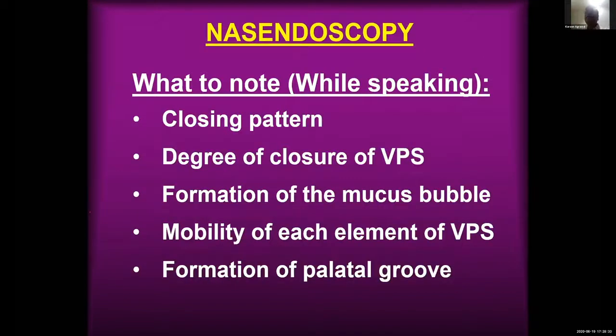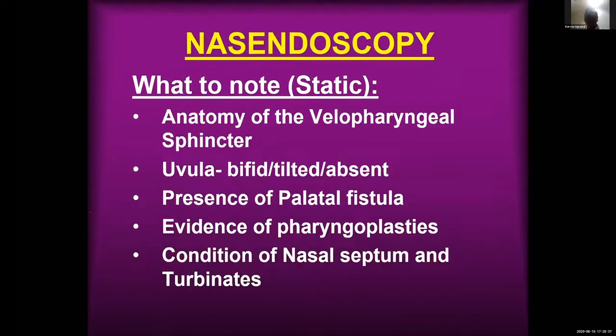When we insert the endoscope in static position, we should see the anatomy. We should see any abnormalities there. If there is any lesion, fistula, previous surgery, or any problem with the nasal septum or turbinate, all these things can be visualized. One can see the bifid uvula, you can see the tilted septum or uvula going to one side. In the static position itself, you can see the gap on the right and left of the velopharyngeal sphincter.